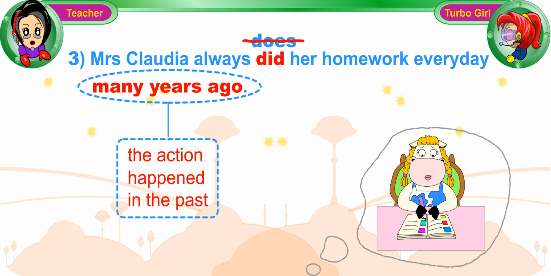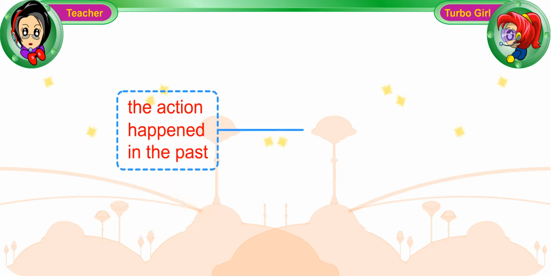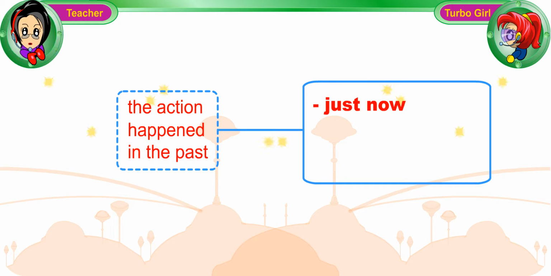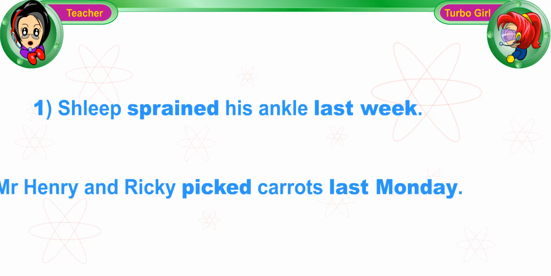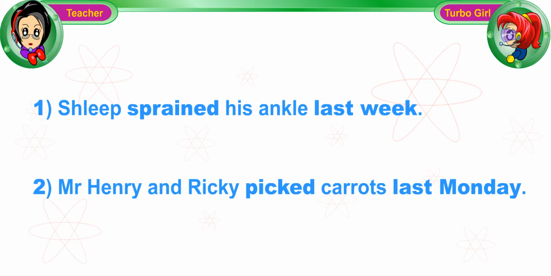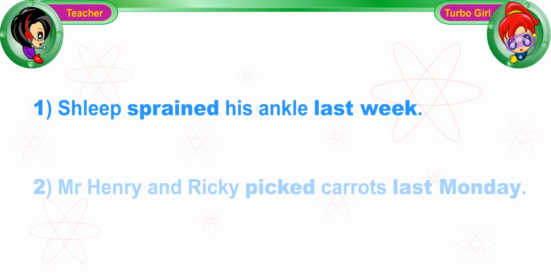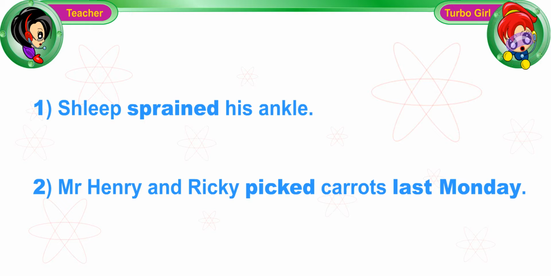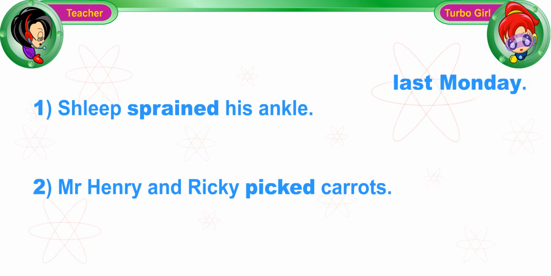Examples of other words which show that the actions happened in the past are just now, in January, and a few days ago. However, we can also use the simple past tense without these words. Please read these sentences again. Sentence 1. Sleep sprained his ankle. Sentence 2. Mr. Henry and Ricky picked carrots.